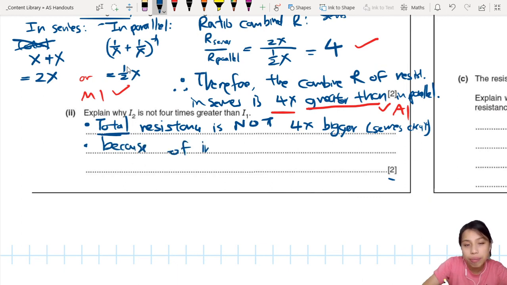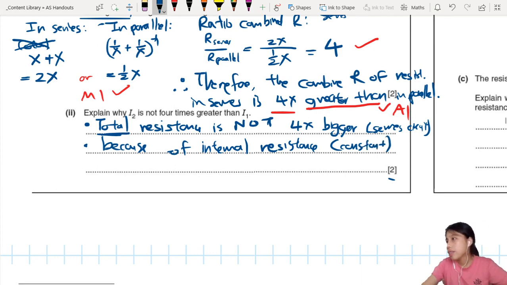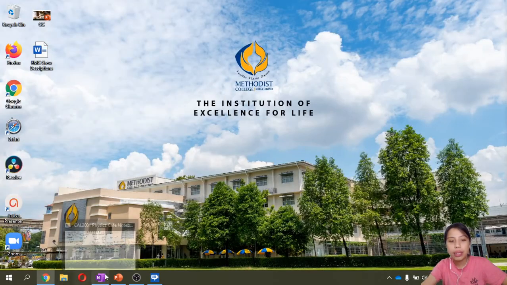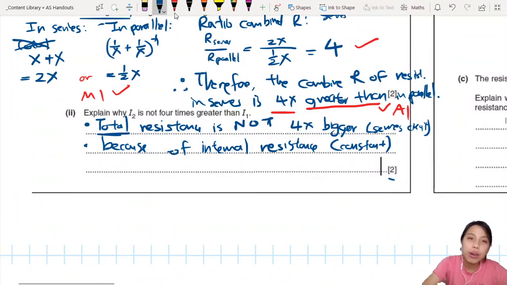Which is constant. It didn't change 4 times also, so you cannot say. So because of internal resistance, which is constant. So that's 2 marks here. Let me show you the mark scheme. Here, due to internal resistance, total resistance is not 4 times greater. So, B1. Okay, B1 mark is not too bad, because for B1 you can write it out of order.